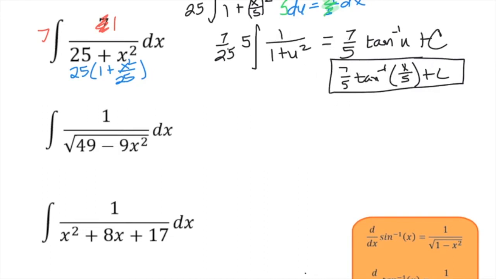Okay, this one looks very similar now to inverse sine. And let me just remind you that the only difference between inverse sine and inverse cosine is a negative. So let's do kind of the same thing.